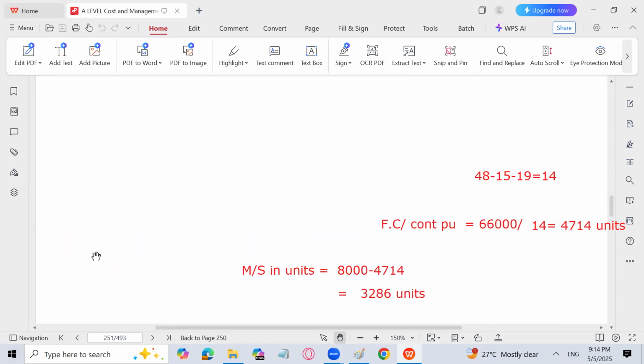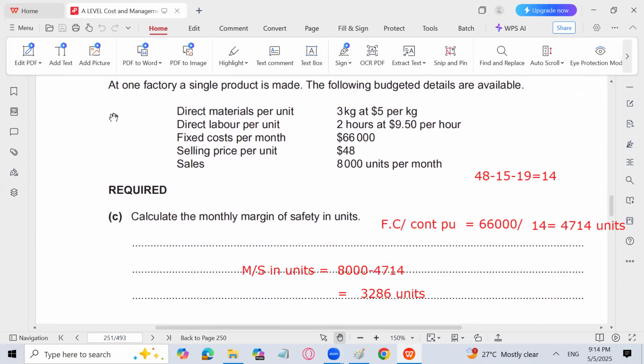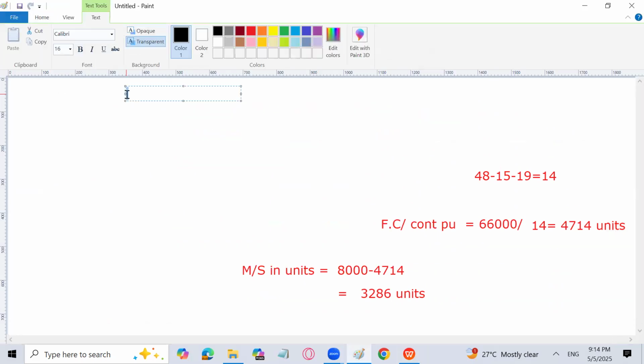More kilograms. So if you just see the data, that is 3 kg into 5. Now 5% more kgs will be used. 5% of 3 is 0.15. So now 3.15 kg will be used on each unit.